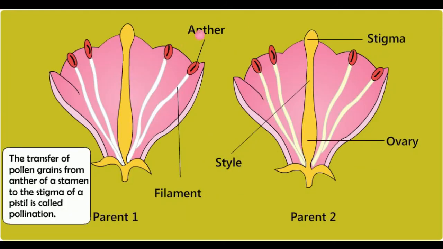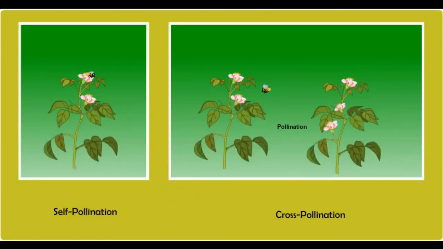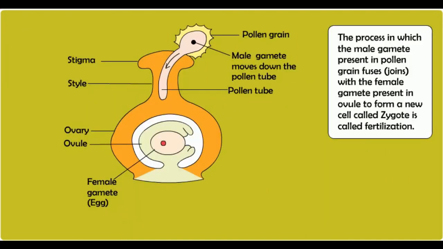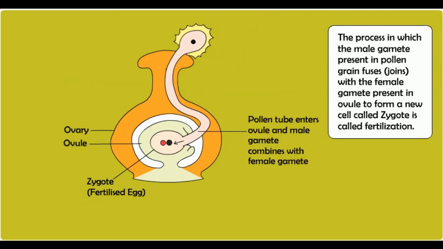Pollination. The transfer of pollen grains from the anther of a stamen to the stigma of a pistil is called pollination. There are two methods of pollination: self-pollination and cross-pollination. Pollination is done by insects, wind, and water. Fertilization. The process in which the male gamete present in a pollen grain fuses or joins with the female gamete present in the ovule to form a new cell called a zygote is called fertilization.